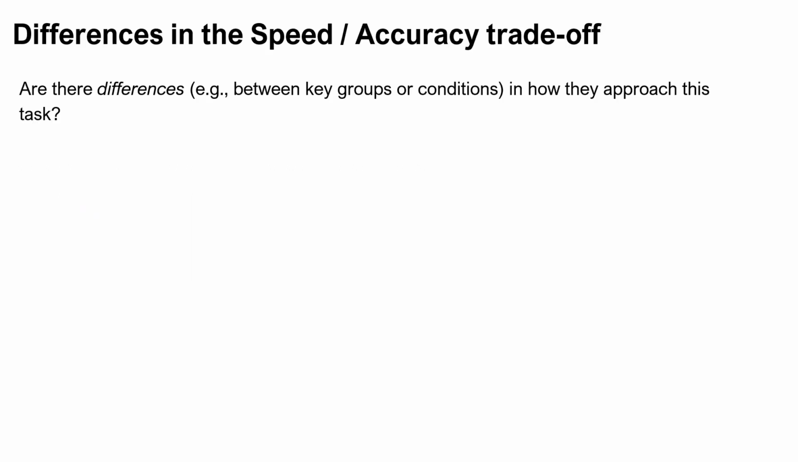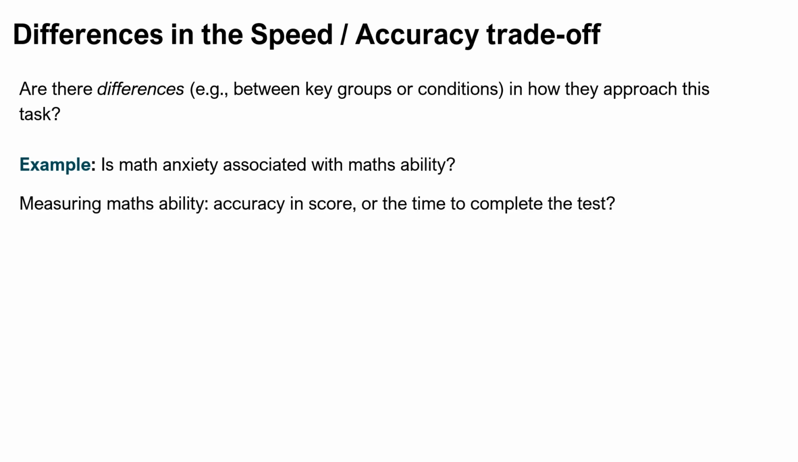And we also need to consider whether there might be differences between key groups or conditions in how participants approach the task. So as an example, if we want to explore whether maths anxiety levels are associated with maths ability, when you're measuring maths ability, are you going to look at the accuracy in the maths performance score, or will you also take into account the time taken to complete the test?